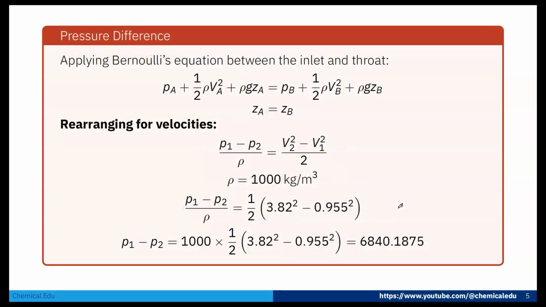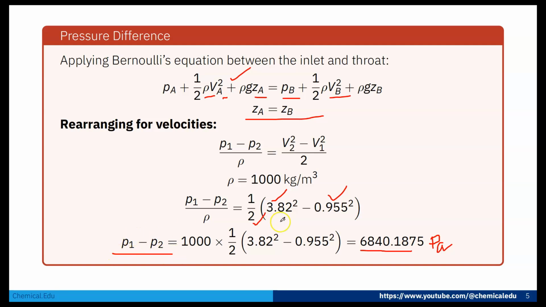Now if we apply the Bernoulli equation, P1 plus half rho V1 square plus rho g Z1 is equal to P2 plus half rho V2 square plus rho g Z2. Here the Venturi meter is in horizontal position, Z1 is equal to Z2, so (P1 minus P2) by rho is equal to (V2 square minus V1 square) by 2. Now rho is 1000 kg per meter cube, so we know V2 and V1, we plug them in, and half is here and rho is 1000, so P1 minus P2 is nothing but 6840. After simplifying we will get 6840.1875 Pascal. So now we got that.